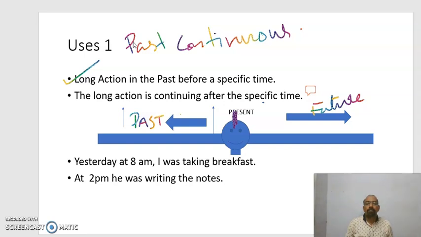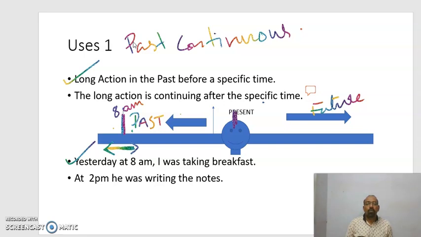And look at here. One sentence: Yesterday at 8 a.m. I was taking breakfast. Consider this point as 8 a.m. And this is a duration of time. Not exactly 8 o'clock you can do it, just before that and just after that. So we usually say that during 8 o'clock or yesterday at 8 o'clock I was taking breakfast.